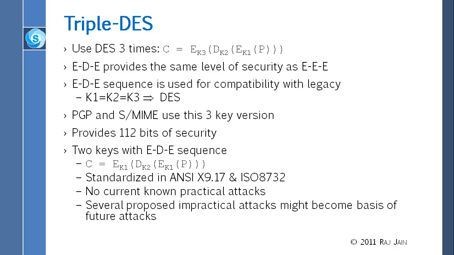Two important things to remember. First important thing is why EDE? Legacy machines. And why 2 keys? Because the third key doesn't give you any extra security. It is equally difficult to find just these 2 keys, with 2 to the 112 operations, as with the 3 keys. So that's why.